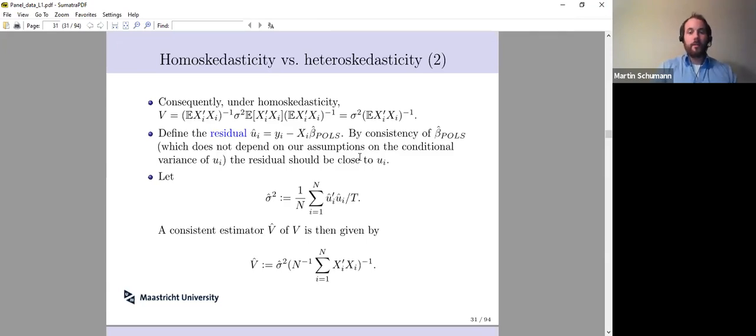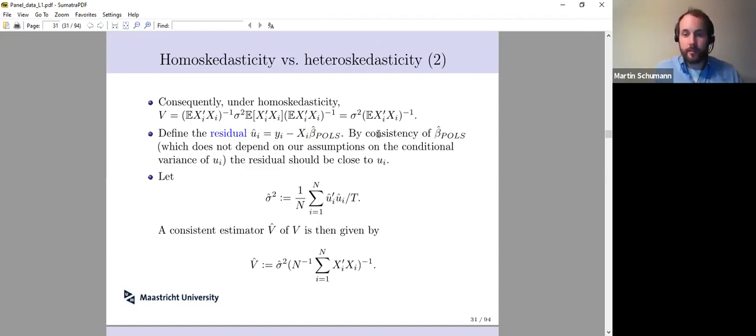Now how would we estimate this asymptotic variance under homoscedasticity? Well, we first need an estimator of sigma squared, which is an estimator of the variance of u. For that, we can define the residual u_i hat, which is the observed y_i minus the observed x_i times the estimated beta.